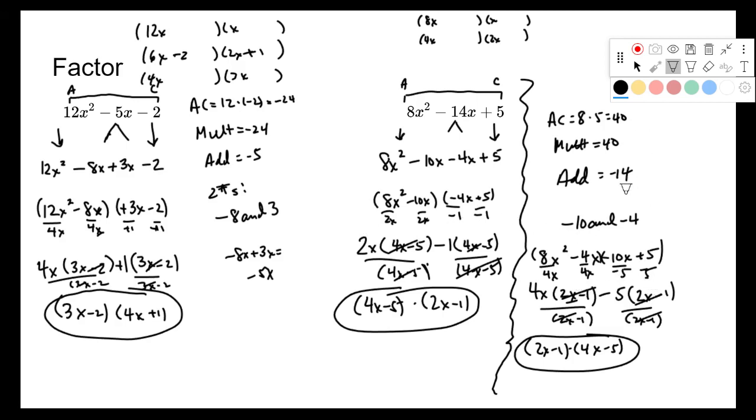So it doesn't matter which way you arrange these two numbers, but they do have to be numbers that both multiply to positive 40 and add to negative 14. So the numbers have to be correct. Otherwise, you're not going to get the right answer.